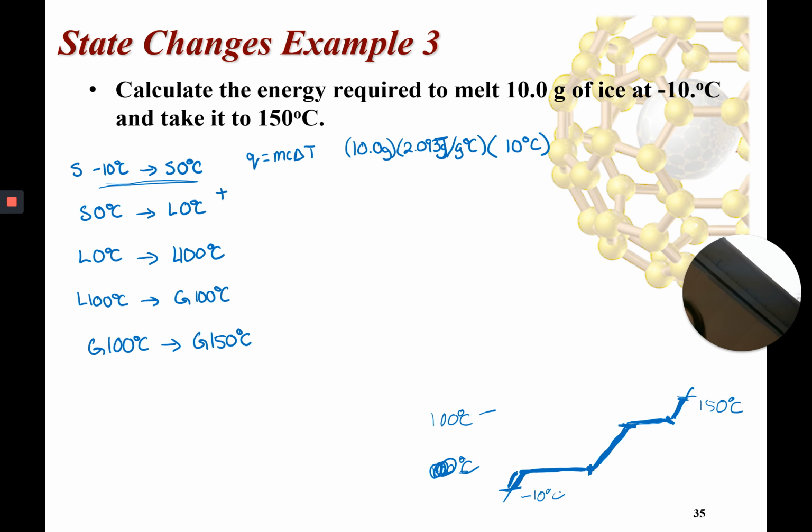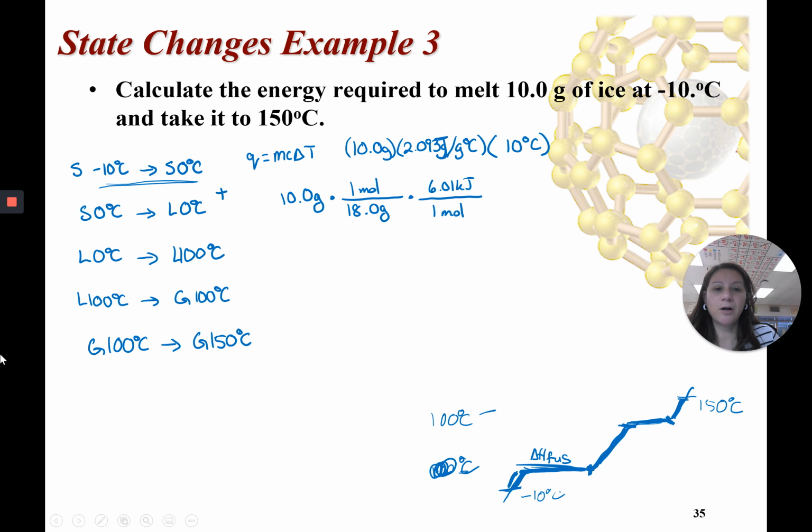Then we add our next step, which is this right here, is melting. So we're going to use delta H of fusion in this case. We're given 10 grams. We're going to convert that to moles. 1 mole is 18.0 grams. And then we're going to say it is 6.01 kilojoules for every 1 mole.